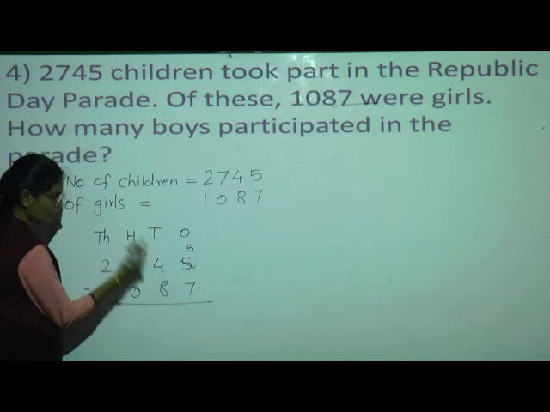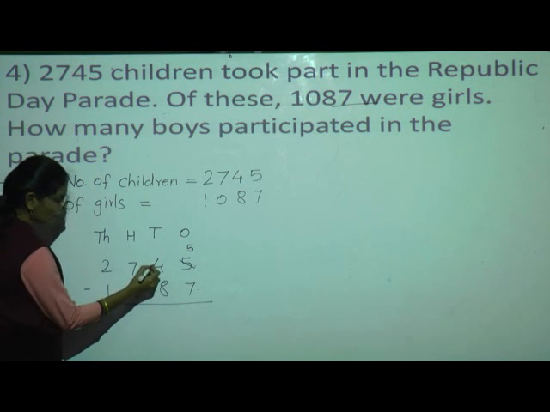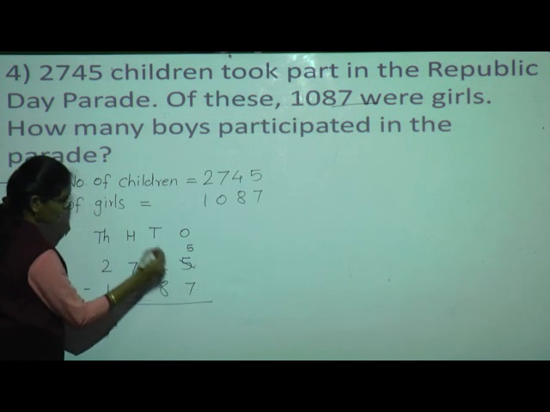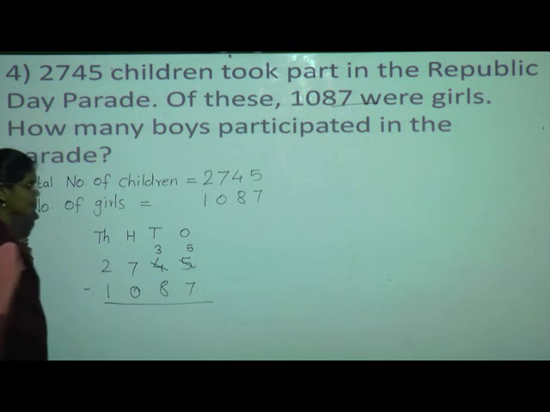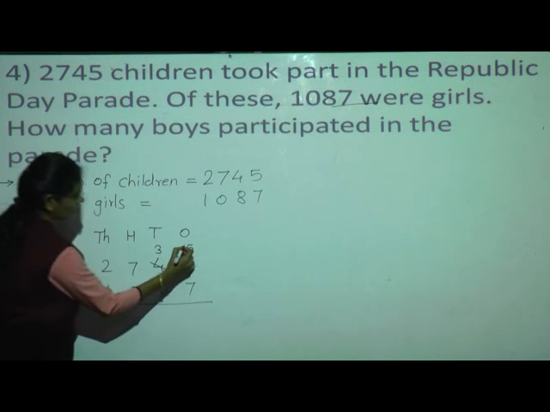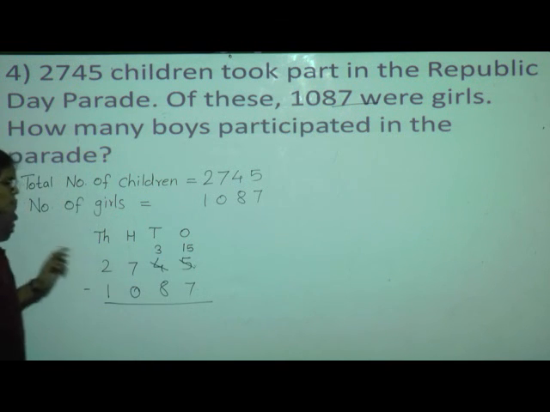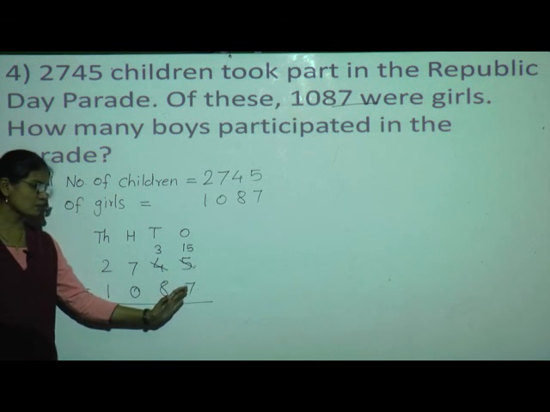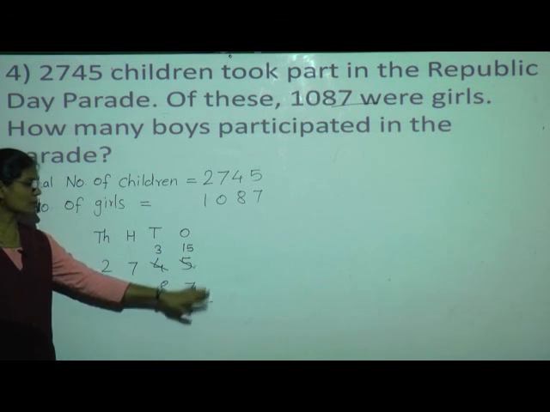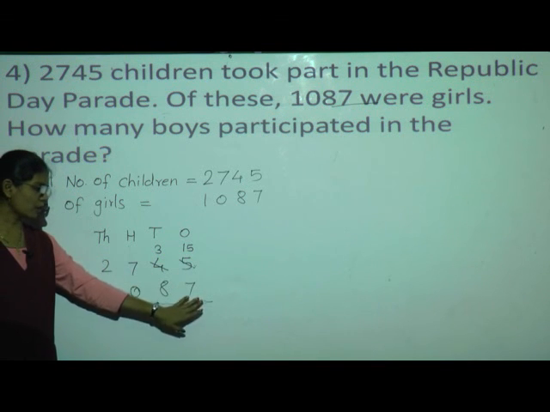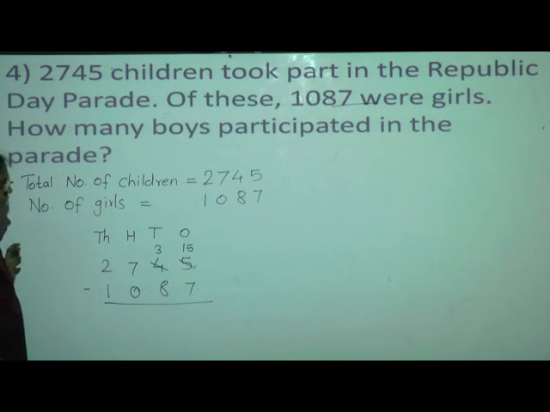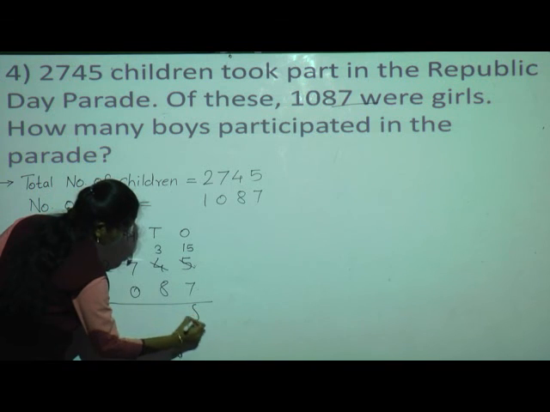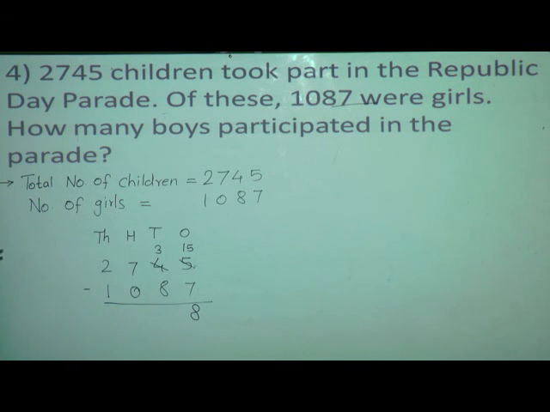Now this tens place has 4. So take 1 from this 4. 4 minus 1, 3 will remain. So write here 3 and take 1 borrow from this tens. So here 15 will become. Now do the subtraction. 15 minus 7. After 7, count your fingers till 15. Count your fingers after 7. 15 minus 7, we will get 8. So write 8 at ones place.